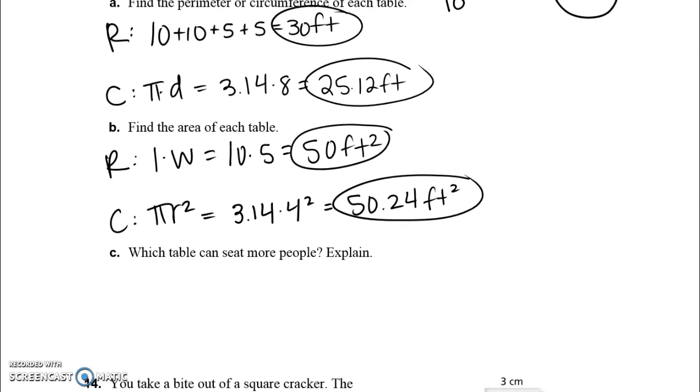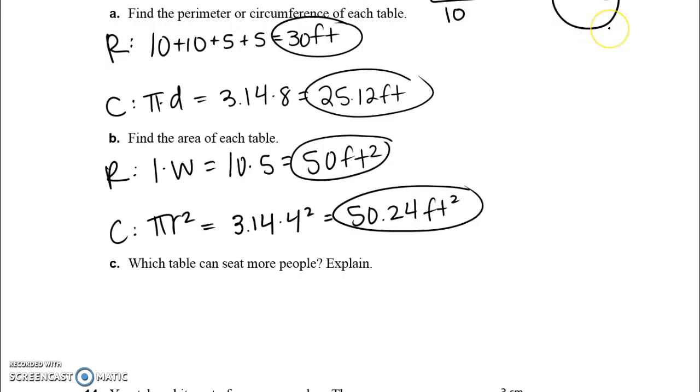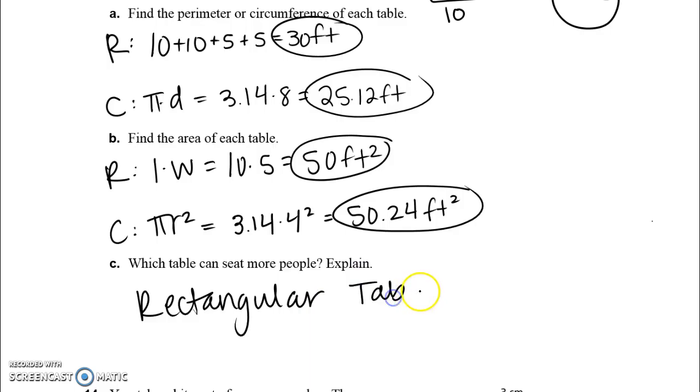Then it asks you which table can seat more people. Well, if you think about that, you seat people around the outside edge, so you need to ask yourself which has the bigger perimeter or circumference. And the rectangle table has the greater perimeter. Even though the circle table has the bigger area, that doesn't determine how many people can sit there. That just determines how much food you could set on the table. So part C would be the rectangular table because it has a greater perimeter.